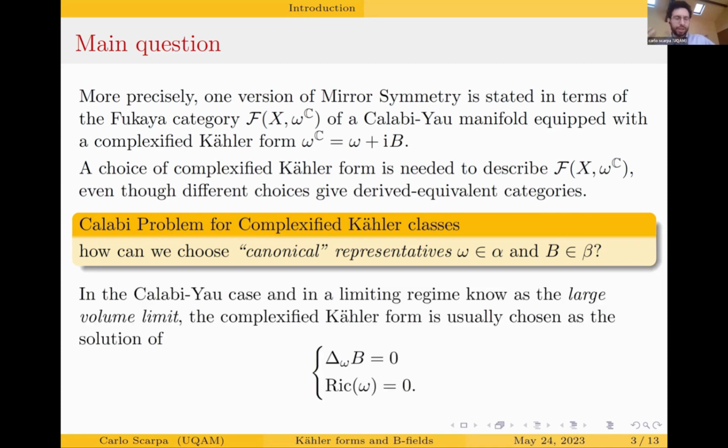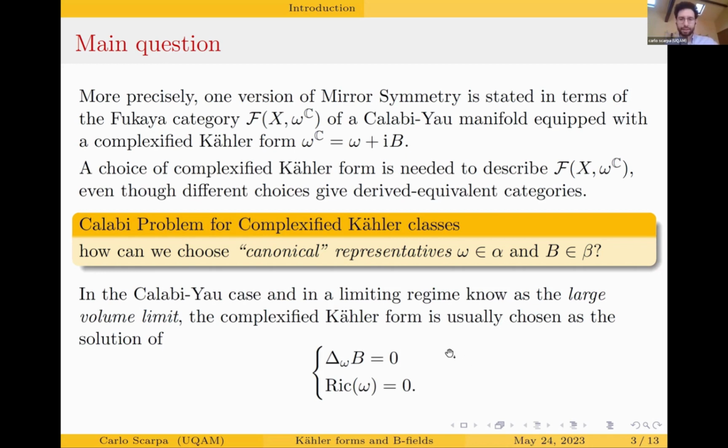And of course, this kind of question has been considered before, especially in some limiting regimes that are most interesting for physical applications. The way they usually fix a canonical representative of these two classes is the following. Assume you're in a Calabi-Yau, then it makes perfect sense to ask your Kähler form to be Ricci flat. And this will fix a choice of Kähler form. Now, once you've made this choice, you can choose the B field as being the harmonic representative of its class beta with respect to this Kähler form.